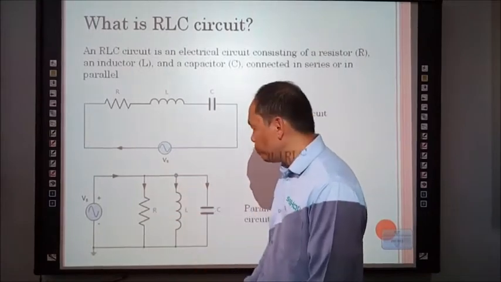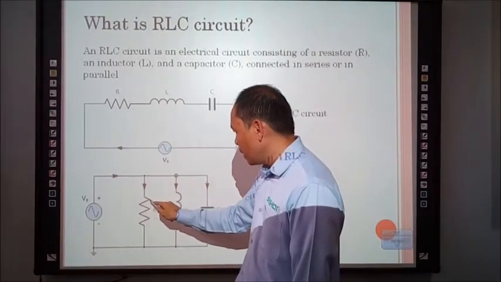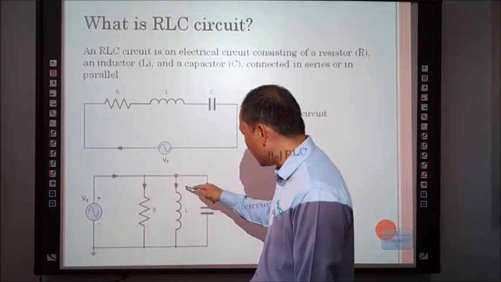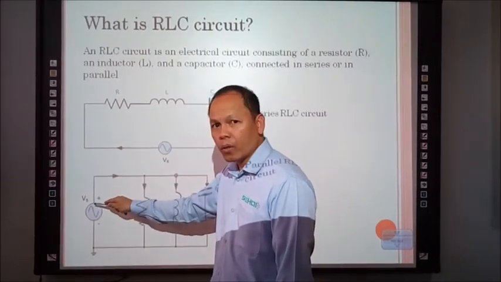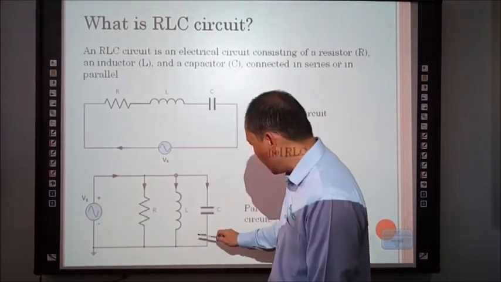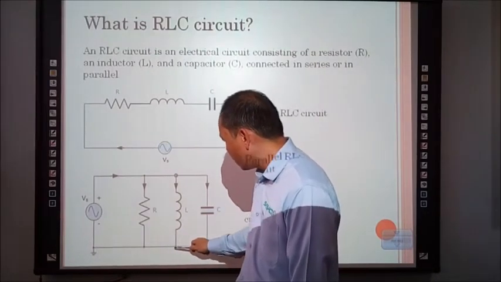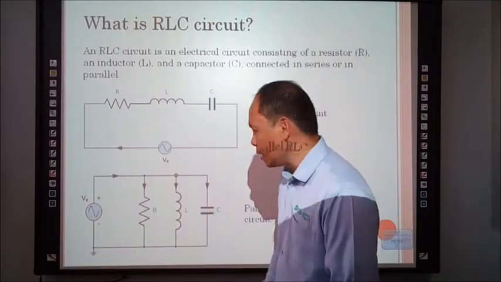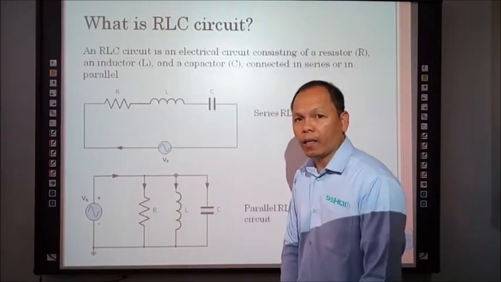While in parallel, the upper terminal of the RLC is connected directly to the source voltage, and the lower terminal of the RLC circuit is also connected directly to the source voltage. So that is why the two circuits are different.